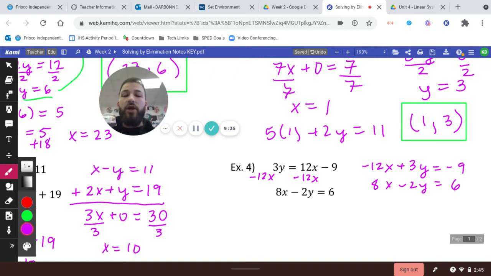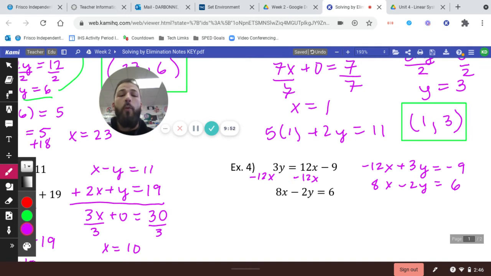Okay, from here, I have some options. I have my x's and my y's and my numbers lined up, so we're all good there. Step 2, though, right now, am I going to get something to cancel out? Negative 12 and 8 aren't going to cancel out. 3 and negative 2 aren't going to cancel out. So I have to do that step 2.